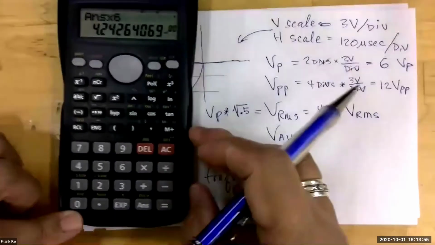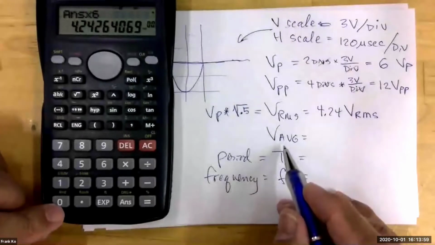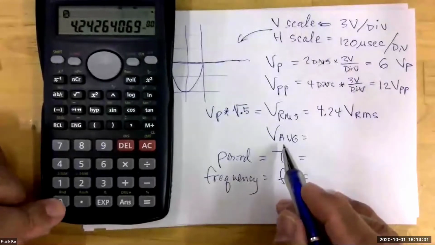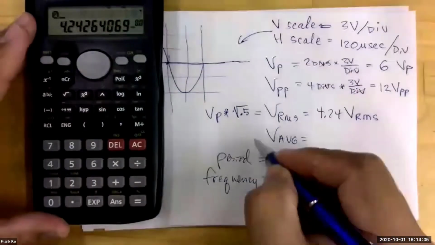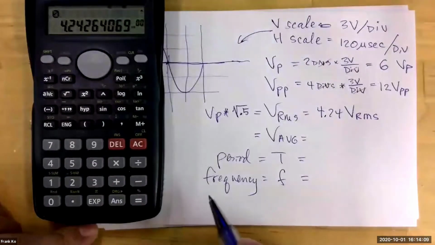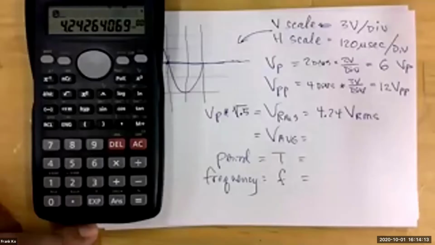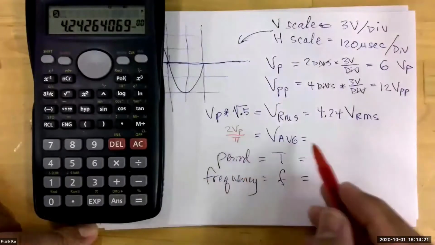The next calculation will be for V average. So for V average, how do we go ahead and do that? The question goes to Wei-Ji. How do we calculate V average? What was the method that I gave you last time? So we use the V peak times 2, divided by pi. Okay, so 2 V peak divided by pi.